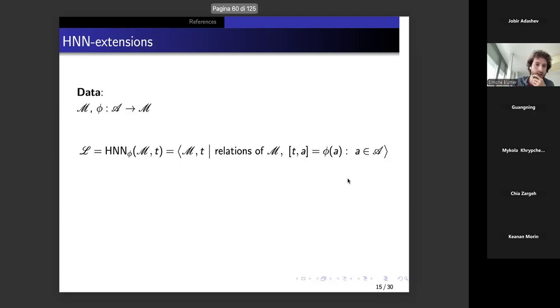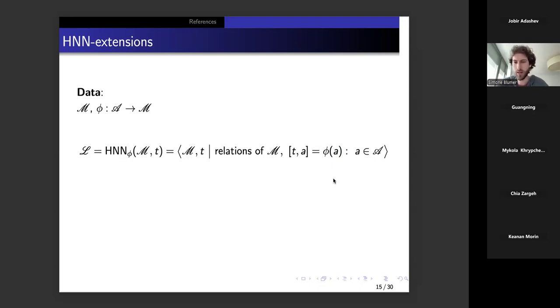These are our data, and the associated HNN extension is nothing but the Lie algebra generated by the elements of M and an additional generator t. And we have to impose some relations. First of all, we impose the relations of M, and then we impose relations for all elements a of A. So we get a relation: the Lie bracket between t, our additional letter, and a is equal to the derivation applied to a.